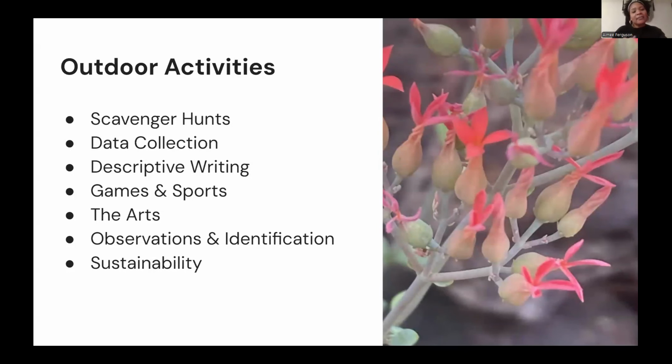And it brings me back to the past. As a child, I loved being outdoors, and as I grew older, I always immersed myself in different activities happening outdoors. So why not bridge my passion for teaching with something I always do on a regular basis? I decided to have my kids do a lot of outdoor activities, and some of them are listed here, such as the scavenger hunts, data collection, writing, and the arts, and some others you see on the screen.